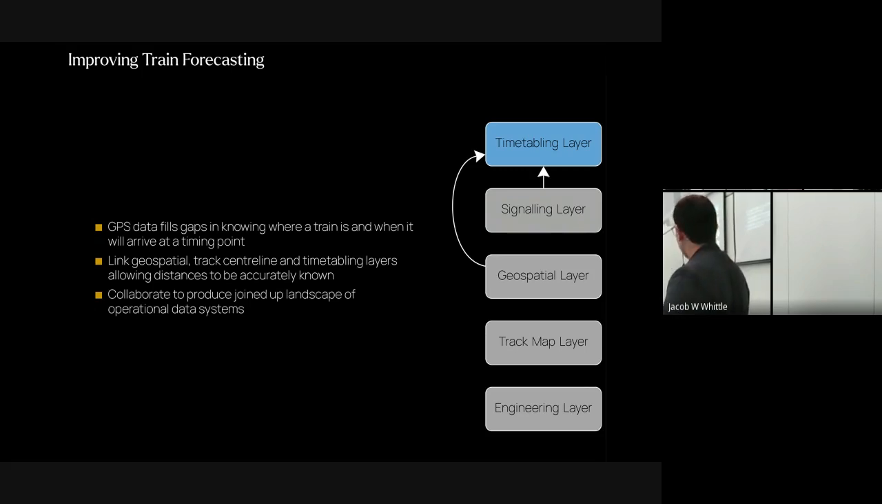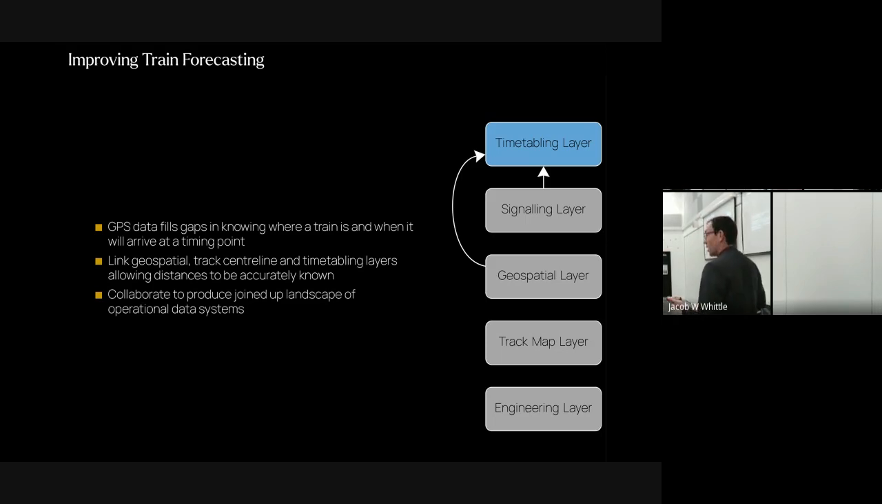For train forecasting, again, generally trains are always reported in the timetabling layer. One big thing here is GPS, and there's a lot of work being done already. Rail Delivery Group, I know, are doing a lot with this. Getting live GPS data from trains can fill in the gap between knowing where a train actually is and when it will arrive at a location that we're reporting against in the timetable. And being able to link the other layers together, particularly the geospatial, the track center line, and the timetabling layers, would allow better knowledge of distances. The reference distances reported between stations are almost invariably inaccurate.